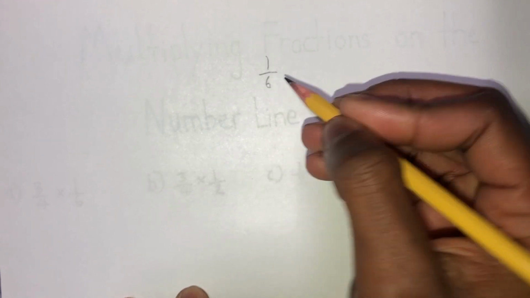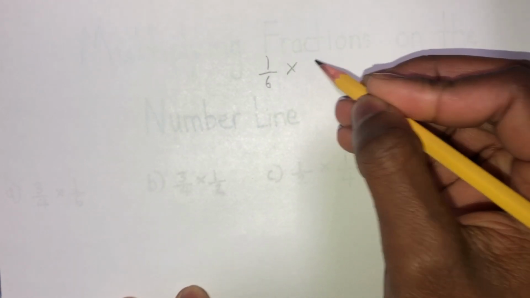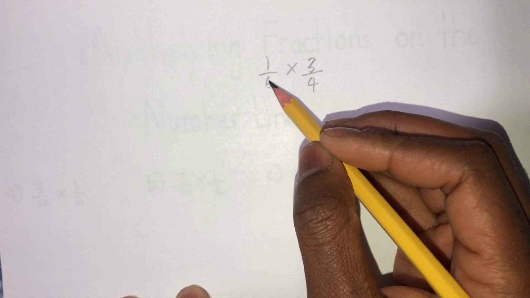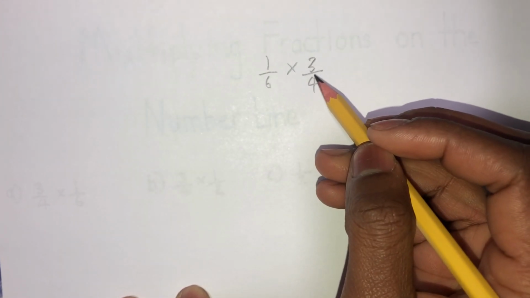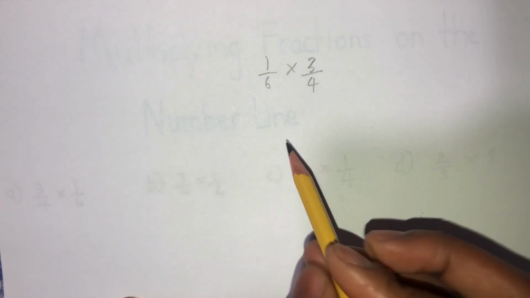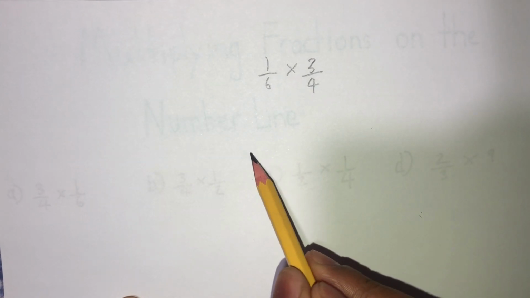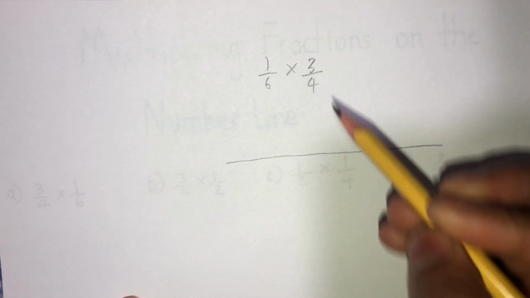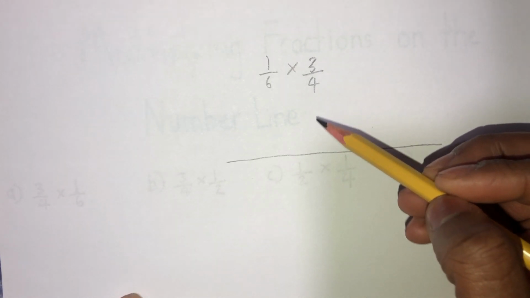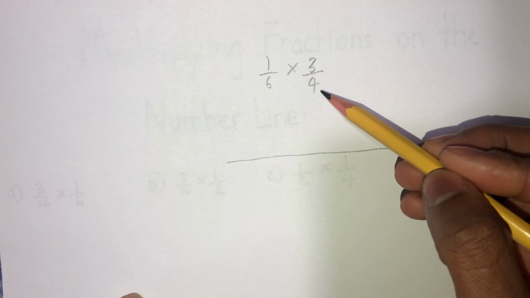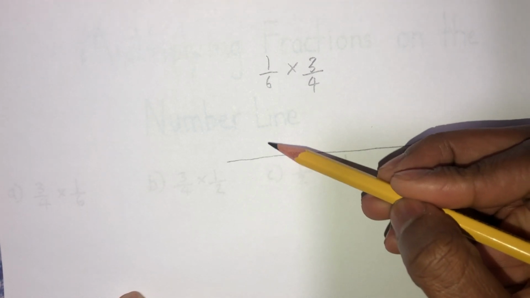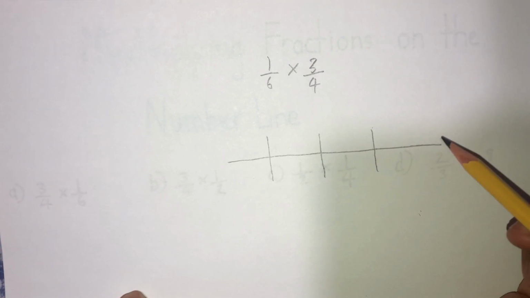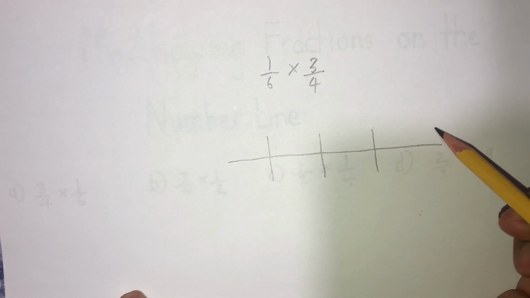1/6 of 3/4, or we could say 1/6 of the distance to 3/4. So first, let's sketch our number line. And we are going to divide this number line into 4 equal parts. 1, 2, 3, 4.